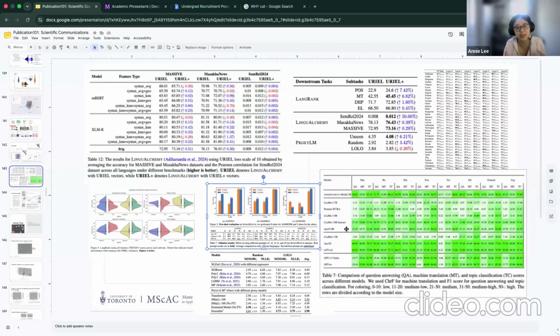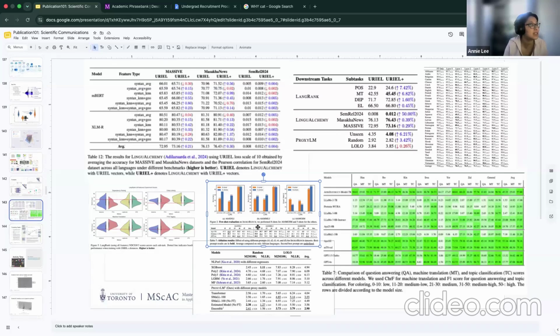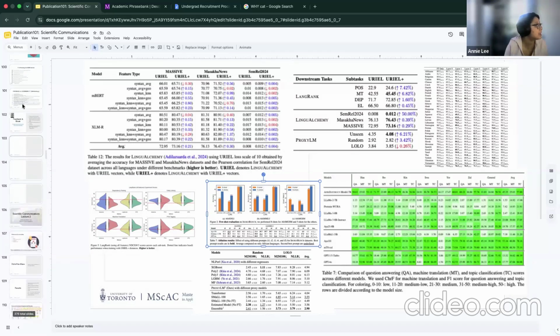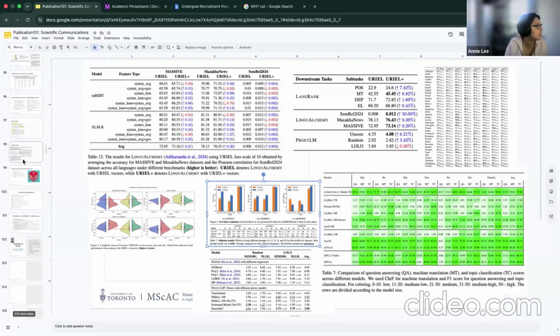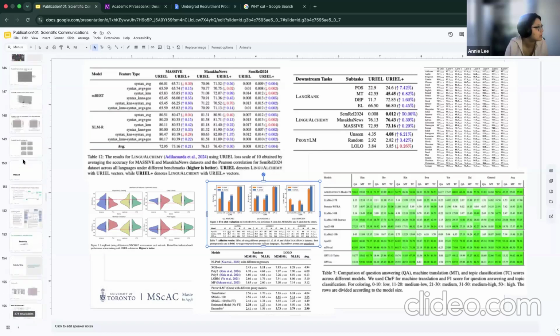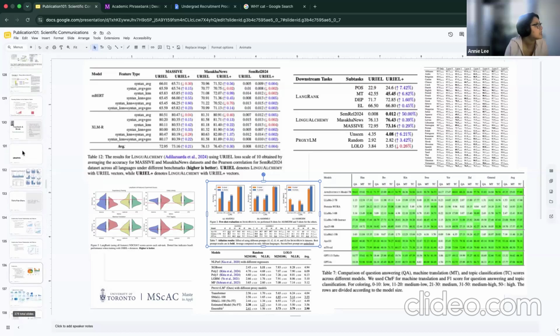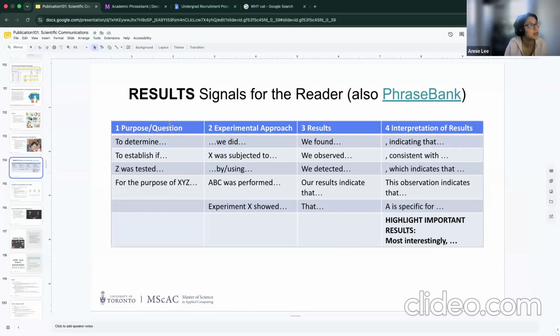So you have to take your table and interpret it in different ways and come up with different visualizations and see which one really tells the story the best. I'm telling you right now that when you write your results, you should write it as: purpose, approach, results, interpretation.